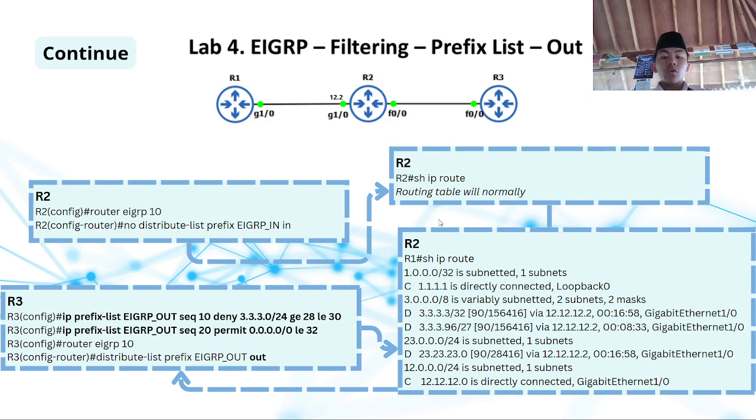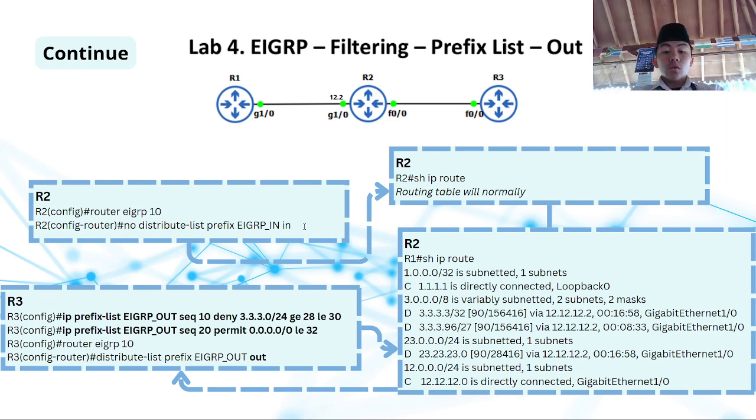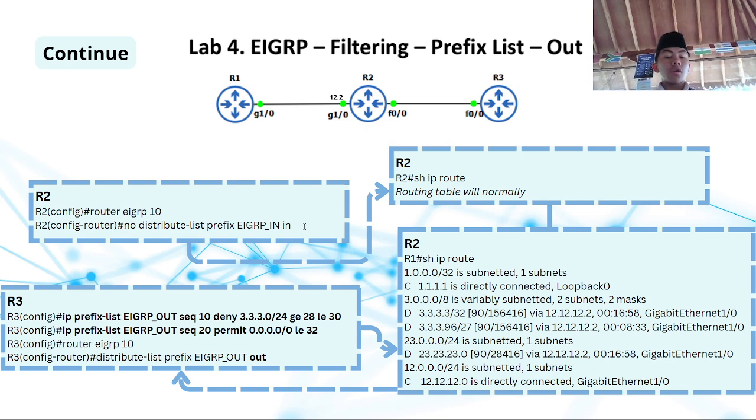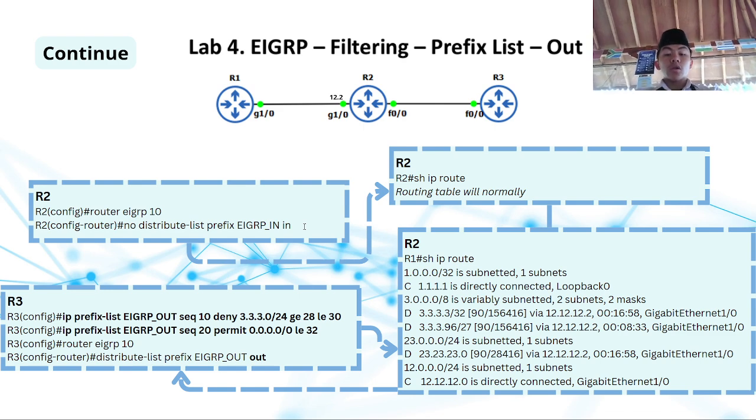On router 3, we configure a prefix list: ip prefix-list EIGRP-OUT seq 10 deny 33.3.3.0/24 ge 28 le 30, and then enter the command ip prefix-list EIGRP-OUT seq 20 permit 0.0.0.0/0 le 32. Then you enter router EIGRP 10 and enter the command distribute-list prefix EIGRP-OUT out.